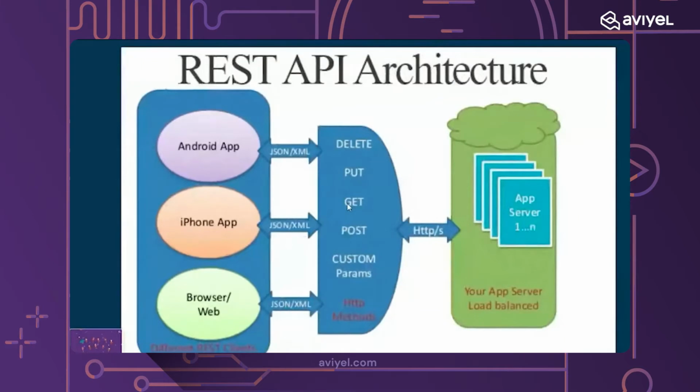And we have custom params. So if you check some URL, you will see some queries there. So through REST API, you can pass in query params and queries, and then you can use it to interact with the back end. So this is a visual of a REST API architecture.